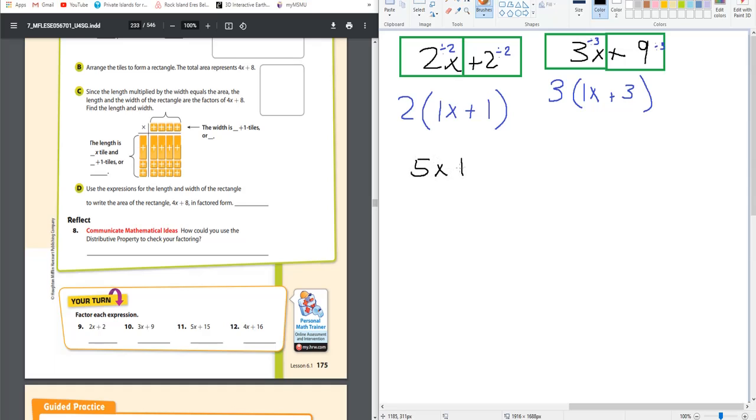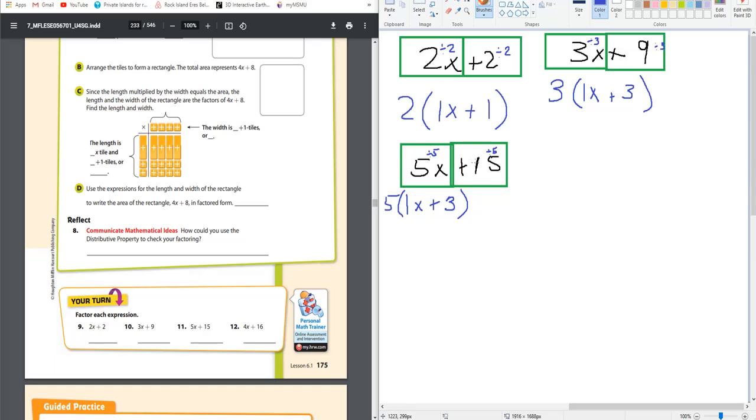Again, 5x plus 15. I'm going to break up my terms like this. Cool. I can divide both of them by 5. 5 divided by 5, that works. 15 divided by 5, that also works. Oh wait, I should pull out the 5 first. So 5 divided by 5 is 1x plus 15 divided by 5 is 3. There you go. That's the factored form of this.